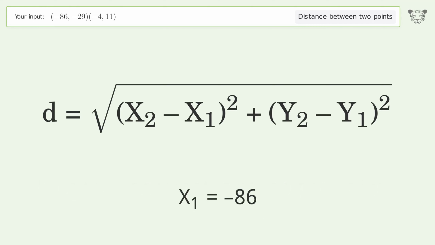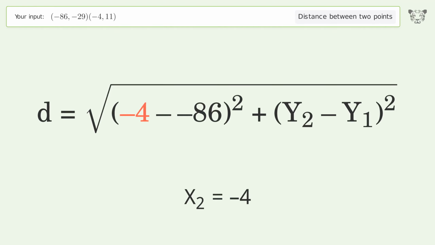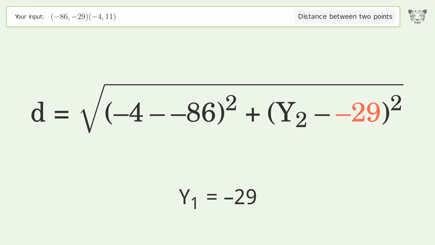x1 equals negative 86. x2 equals negative 4. y1 equals negative 29. y2 equals 11.